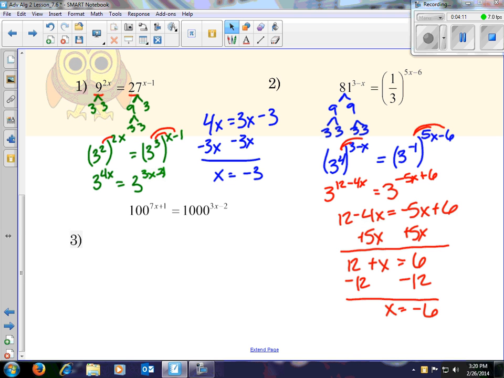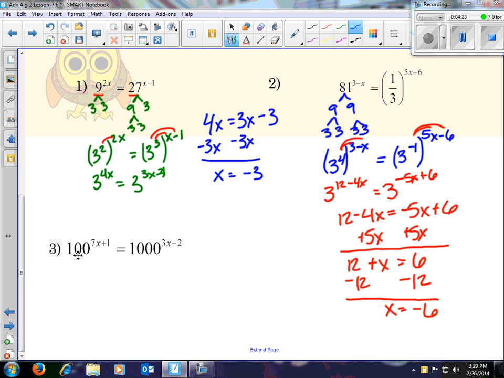Now for my last example, I have 100 to the 7x plus 1 equals 1000 to the 3x minus 2. So while I'm doing this, I can get my bases down to tens. So 100 is the same as 10 times 10. So I have a pair here, so let's see if 1000 breaks down into tens. And I can do 10 times 100, and then 100 breaks down to tens as well. And I understand that these aren't primes, but they are the same.